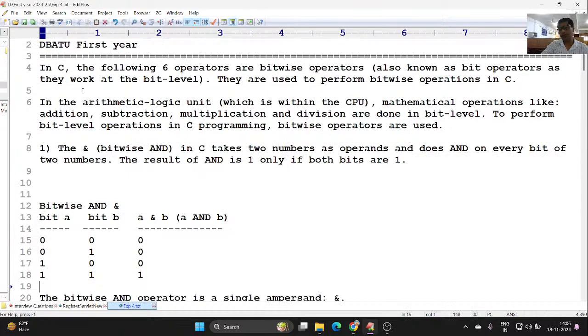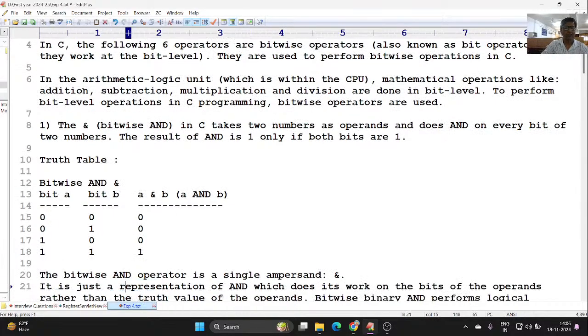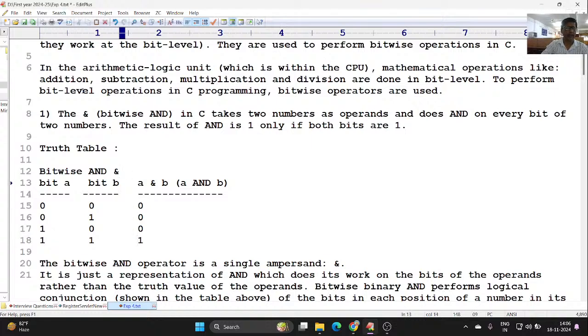So let's see the truth table. This is the truth table of bitwise AND. So I have bit A, bit B, and A AND B. 0 and 0, you will get 0. 0 and 1, you will get 0 output. 1 and 0, you will get 0 output. If both bits are 1, then only you will get the output as 1.